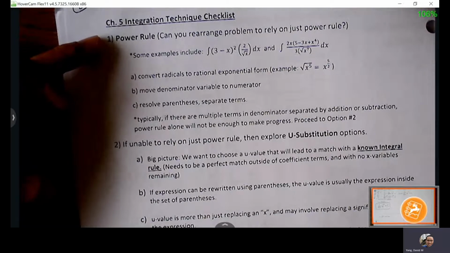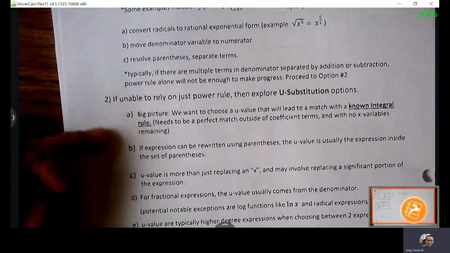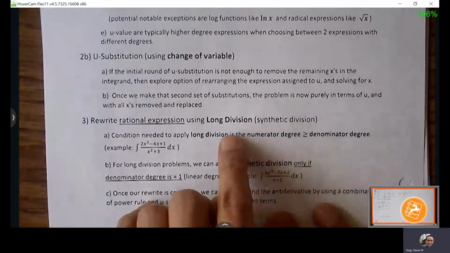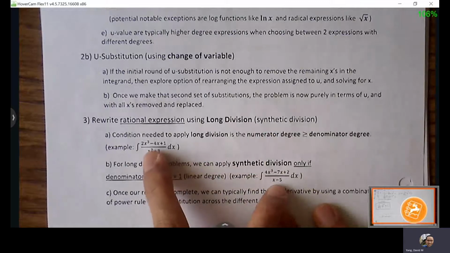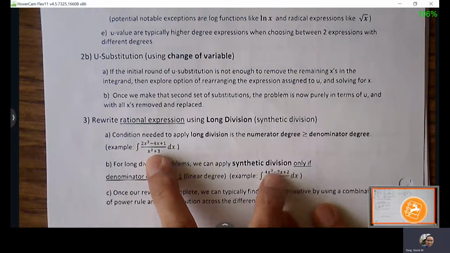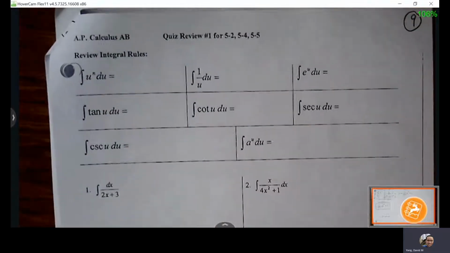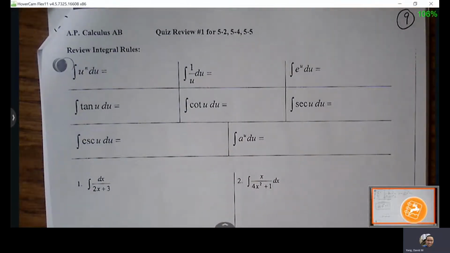So first thing you want to do is check for power rule. If it doesn't work, then use substitution. If it doesn't work, then change your variable. And then finally, long division. Long division is the specific example where your numerator is higher than the denominator and there's more than one term in the denominator. Okay. But let's go to page 9 and let's start the quiz review sheet here.